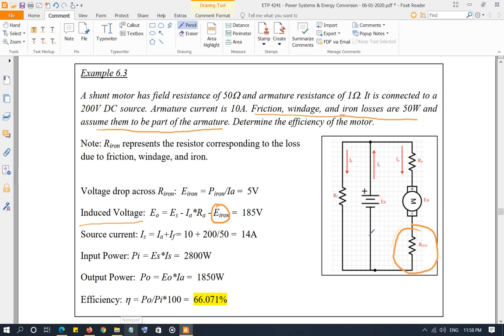So this voltage will be assumed, and the effect of this voltage will be that E naught is going to drop down. So go over the example, but if I give you that they are part of the armature, then this is how you're going to take them.